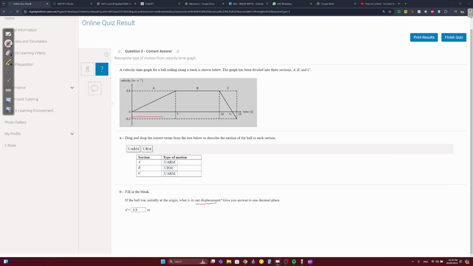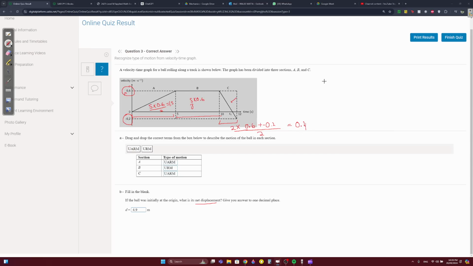Let's find the first area. Base 5 times height 0.6 over 2. You get 1.5. Here it's a rectangle, so length times width. The length is 5, the width is 0.6, or base times height, and you get 3. And then here, this is the tricky part. The base is 2. Okay, here's the thing. If half of it is on the positive side and half of it is on the negative side, you just add the 0.6 plus negative 0.2. And we know it's base times height over 2 again. And you get 0.4.